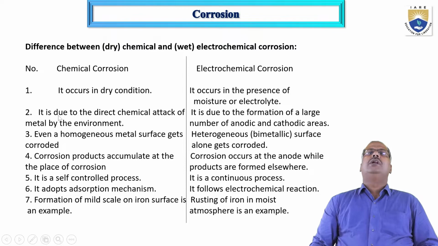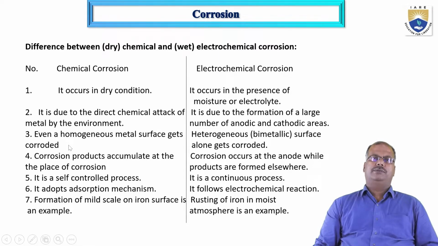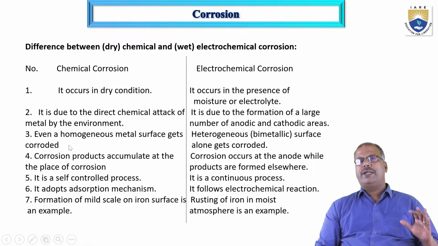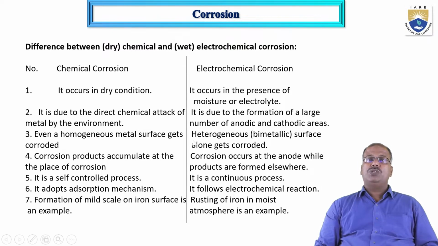Chemical corrosion is due to direct chemical attack of the metal by the environment, whereas electrochemical corrosion is due to the formation of a large number of anodic and cathodic parts. Even a homogeneous metal surface gets corroded, that means only one metal, only iron or only copper. Whereas in heterogeneous, a bimetallic surface alone gets corroded in electrochemical corrosion.